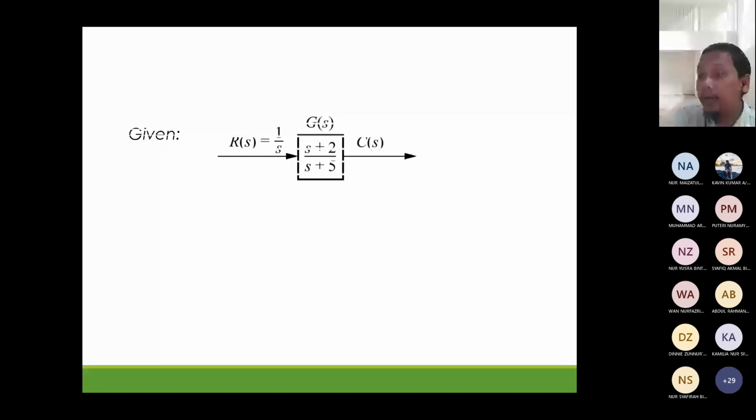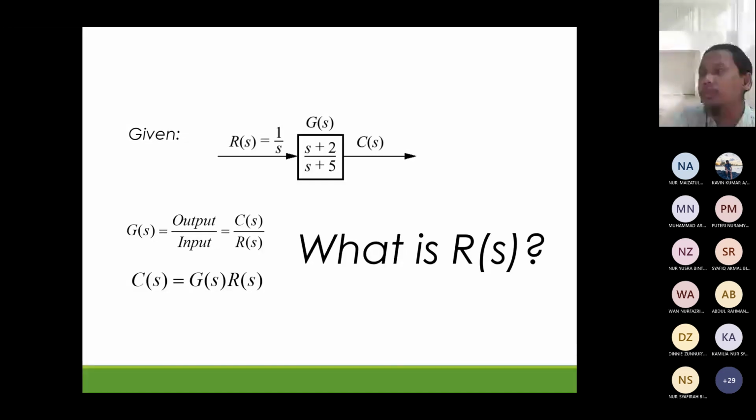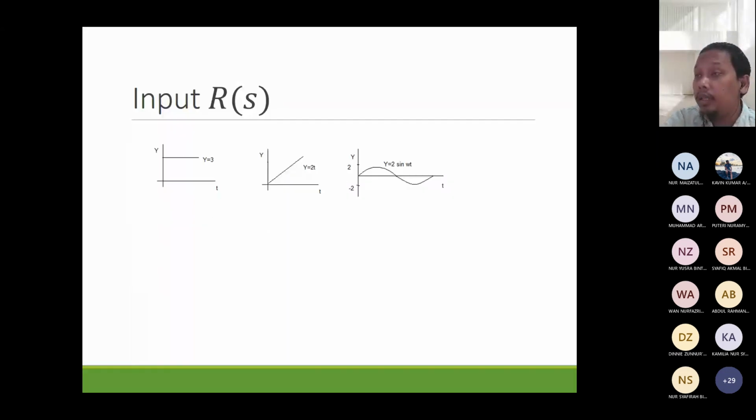First we find the transfer function C(s) over R(s). Then we get C(s) by rearranging G(s) times R(s). So what is R(s)? R(s) is given here, but R(s) is the input, so the input can be anything. But in this example, it is 1 over s. There are many types of input. We have the step input, which we define as r(t) equals A, a constant.